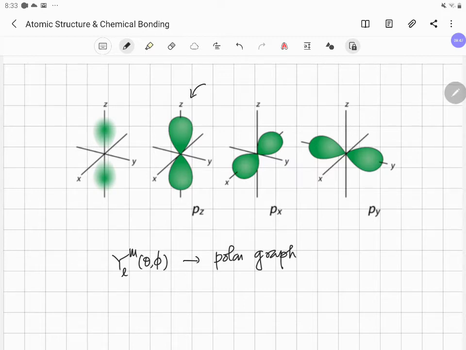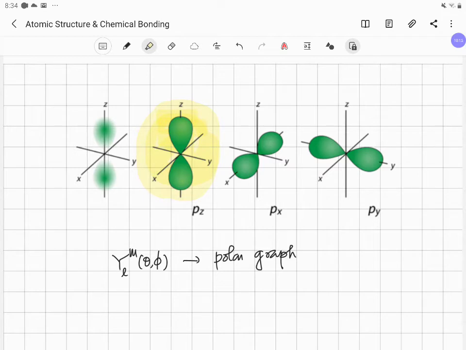the pz orbital looks. This is the picture of the pz orbital. And you see that the pz orbital is dumbbell shaped, right? You can see that there are two lobes oriented along the z-axis. That is why it is called the pz orbital.